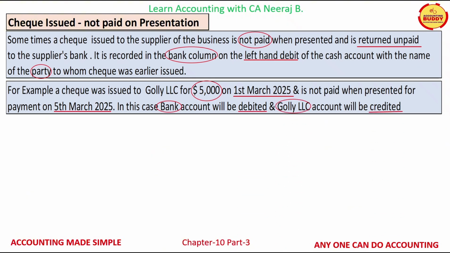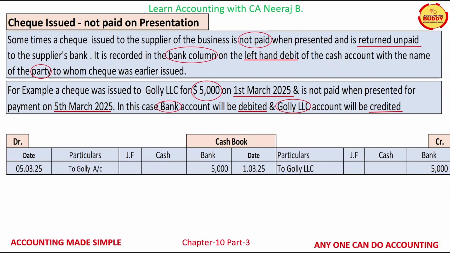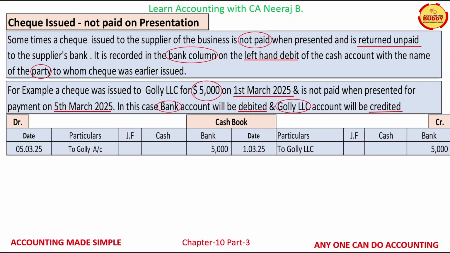Let us understand how the transaction will be recorded in the cash book displayed on your screens. On 1st of March 25, when the check of $5,000 was issued to Guli LLC, it was recorded in the bank column on the right-hand credit side of the cash book by writing the words to Guli LLC's account.